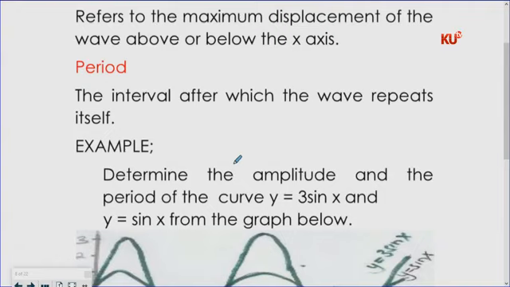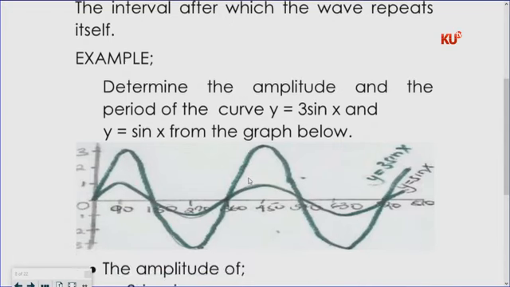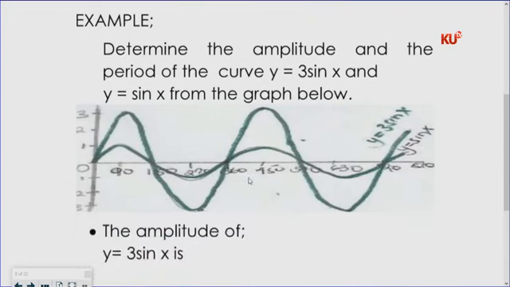Let's look at an example. You are asked to determine the amplitude and the period of the curve y is equal to 3 sine x and y is equal to sine x from this particular graph. So if you are given this graph, learner, and you are asked to get the amplitude of the first graph, this one here, y is equal to 3 sine x. So this is the graph of y is equal to 3 sine x. So how do we get the amplitude?